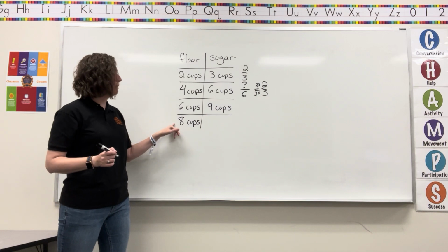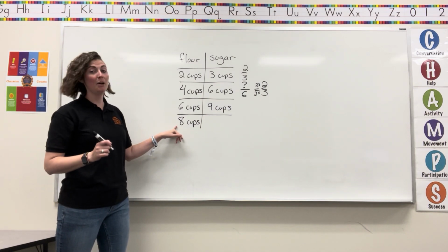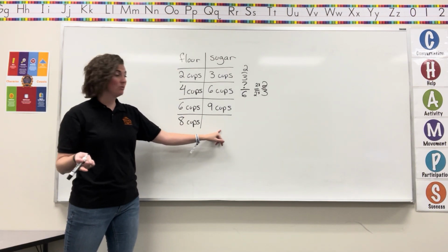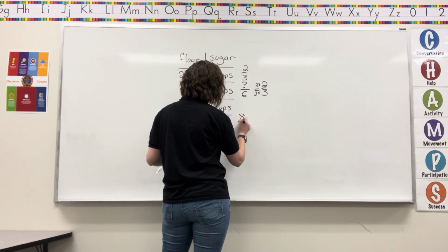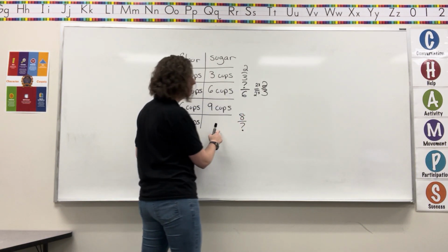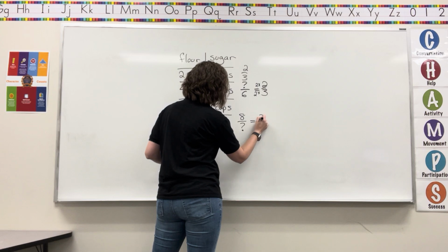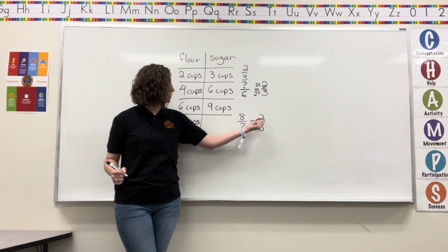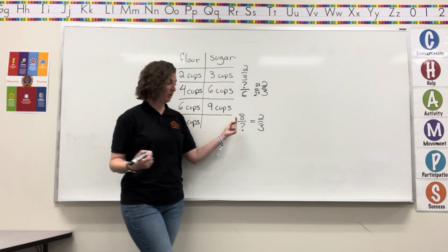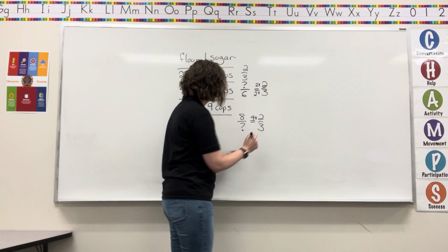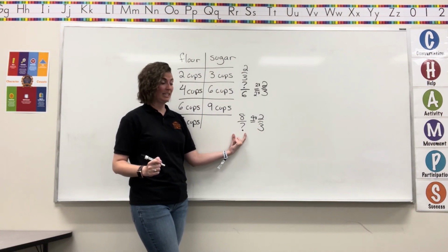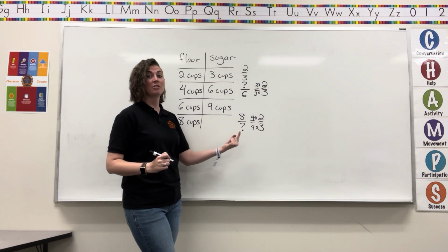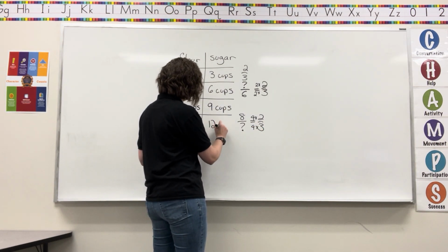But now for our fourth batch, we know we need 8 cups of flour, but how many cups of sugar? My base ratio of 2/3 is going to help me get how many cups of sugar I need. So I'm going to set it equal to our original ratio. To go from 2 to 8, I multiply by 4. So 3 times 4 gets me my missing value. And 3 times 4 equals 12. That is a lot of sugar.